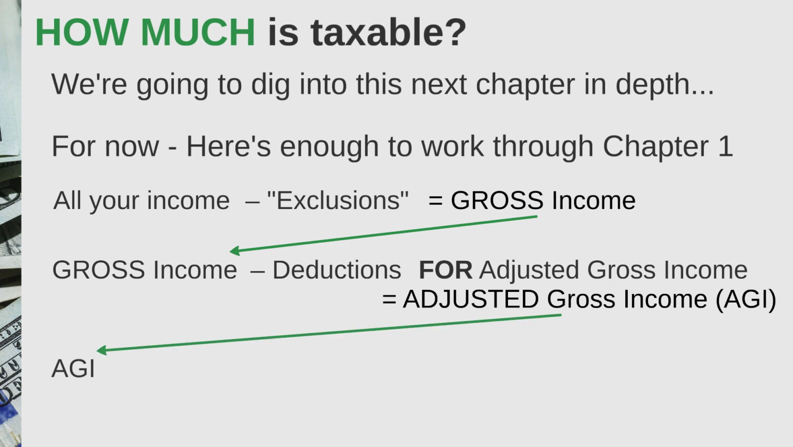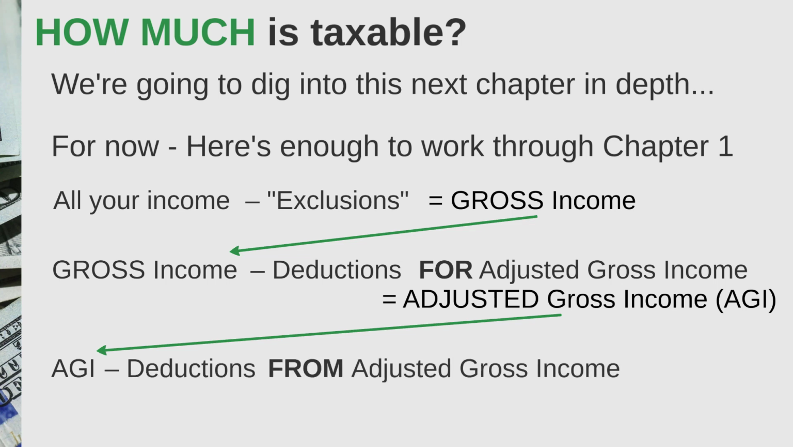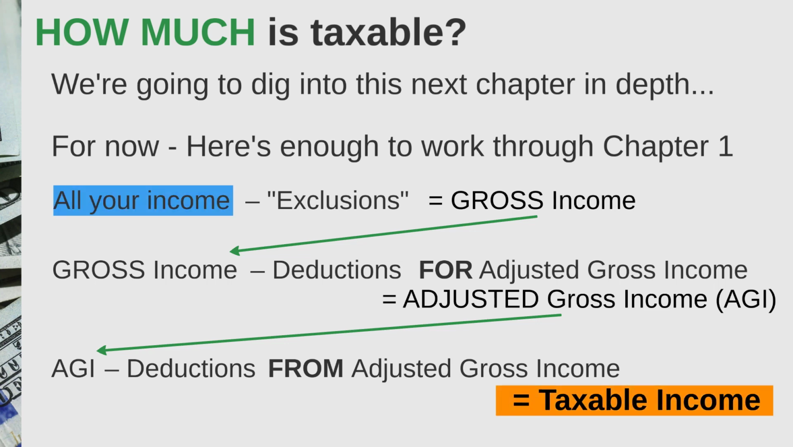Once we have that, the second set of deductions that we take out is what we call the deductions from adjusted gross income. So the first set of deductions are things that we're deducting out so that we can get adjusted gross income. The second set of deductions are what we're taking out from that adjusted income. When we take both of those sets of deductions out, we end up with what we call taxable income. So that's the difference between taxable income and all of your income. All of your income, I've got highlighted in blue. Taxable income, I've got highlighted in orange.